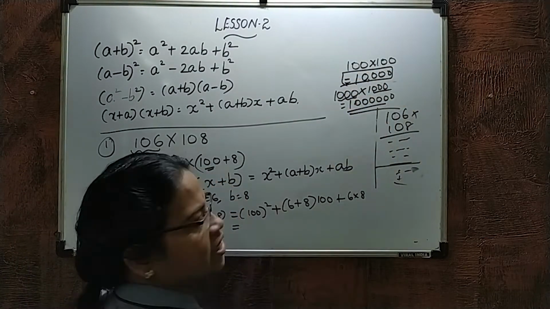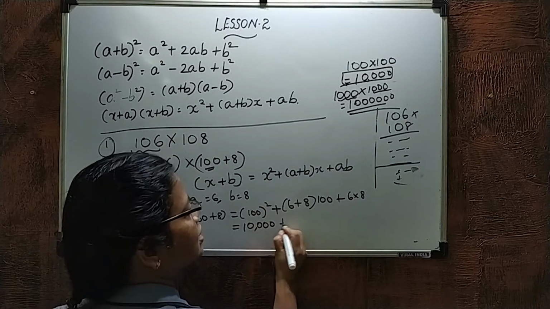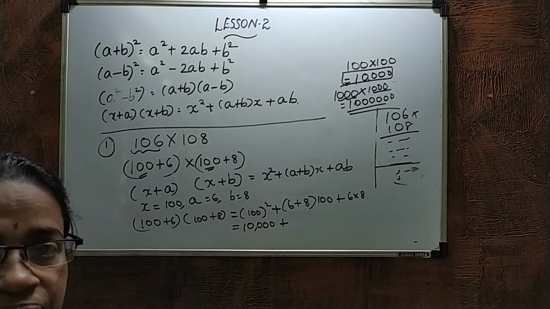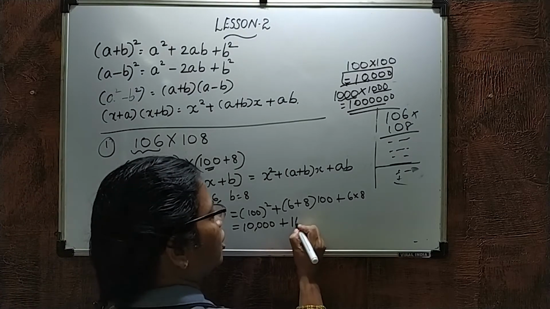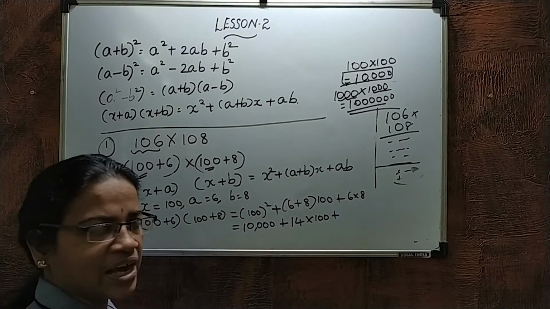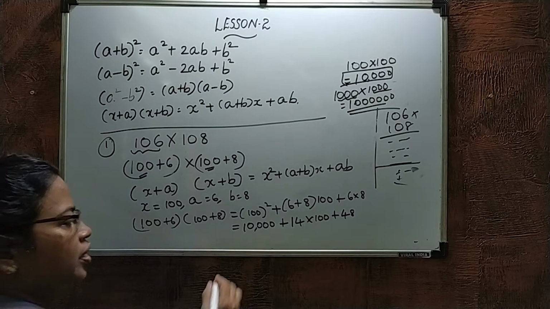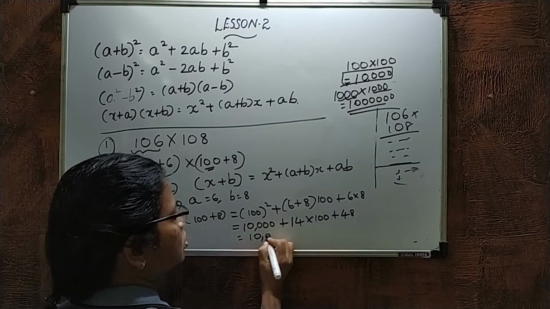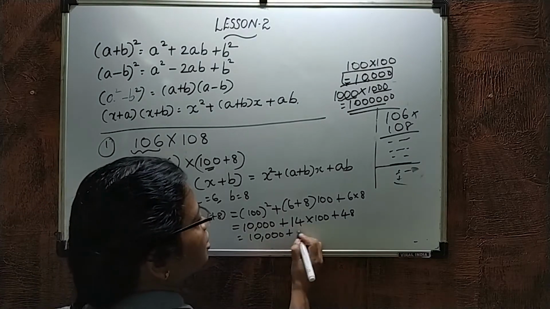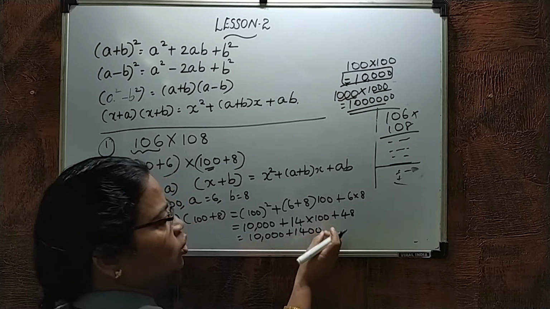We got the answer 10,000. So it will be 10,000 plus, what is 6 plus 8? It is 14, into 100, plus 6 eights are 48. Now it will be 10,000 plus 14 into 100, that is 1,400. Just write the 2 zeros, then 1 into 14.